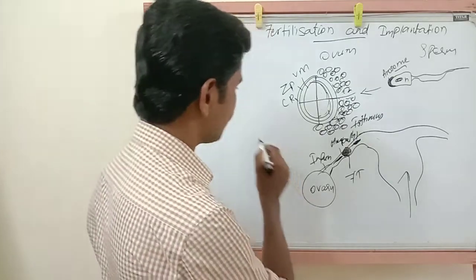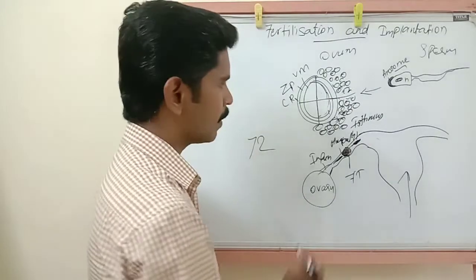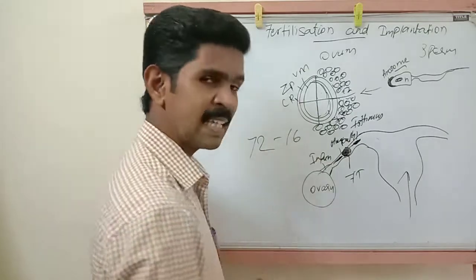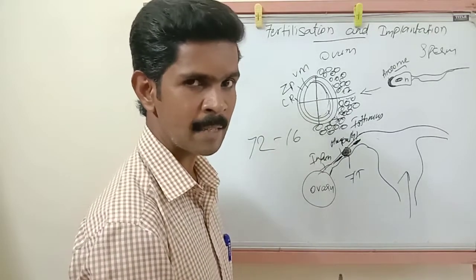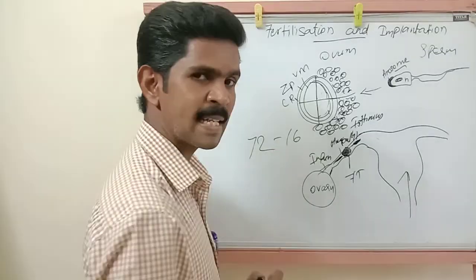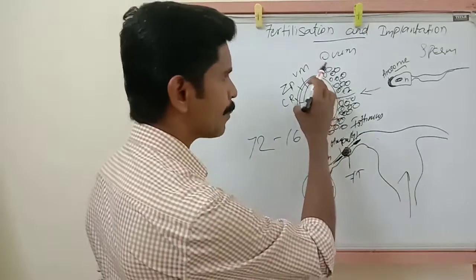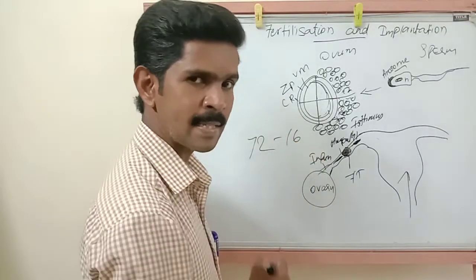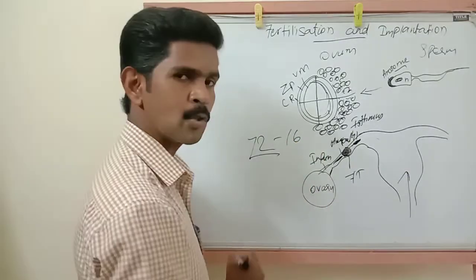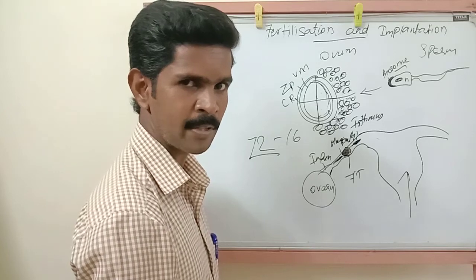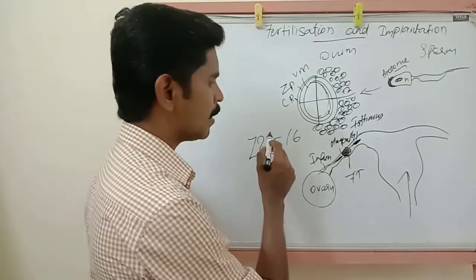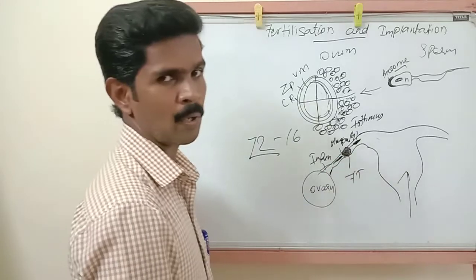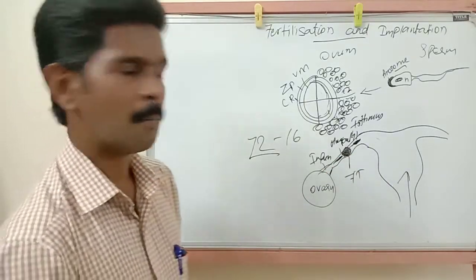Okay, so within 72 hours, the single diploid zygote is divided into 16 or more than 16 cells, the blastomeres. Within 72 hours. Now this stage is called morula.